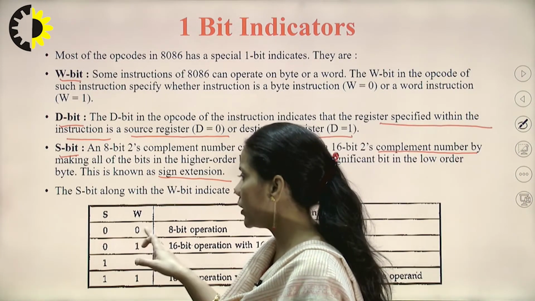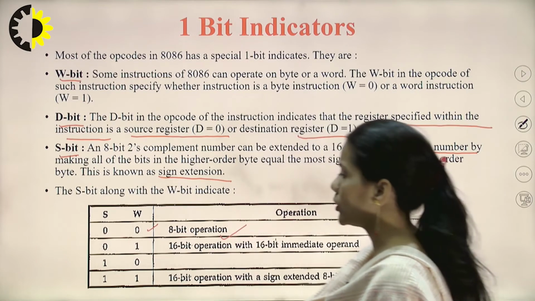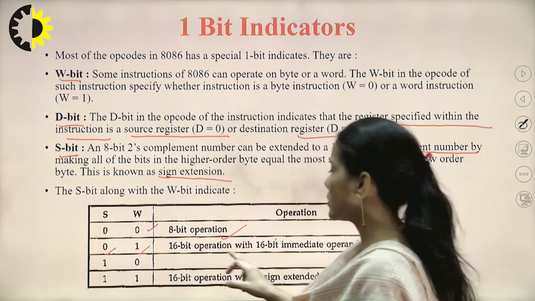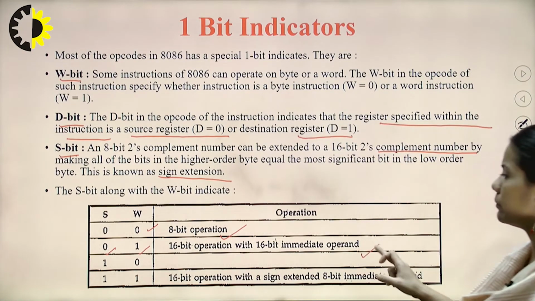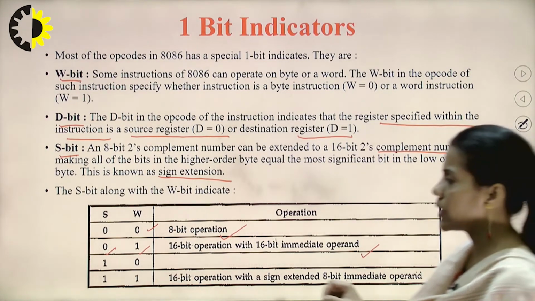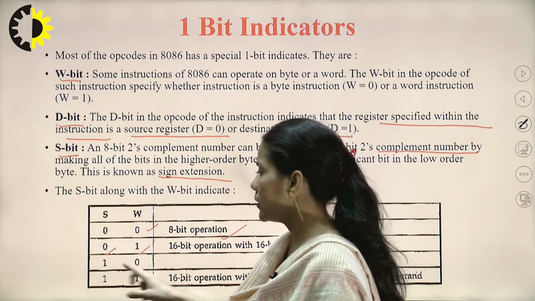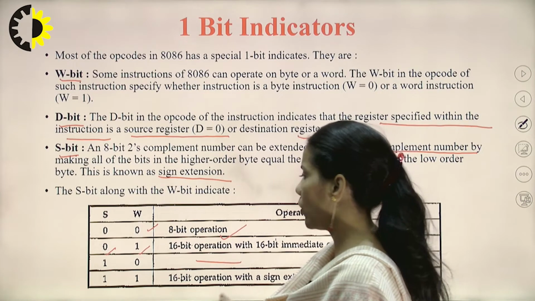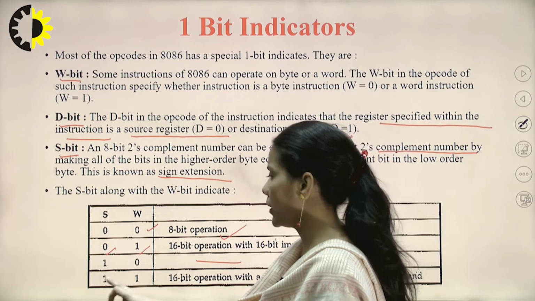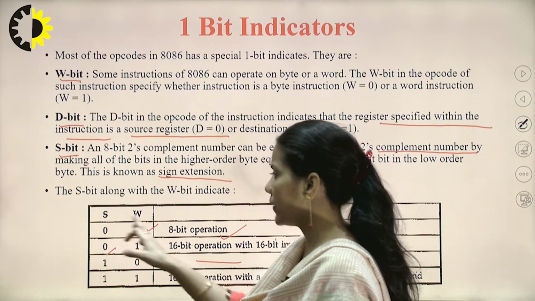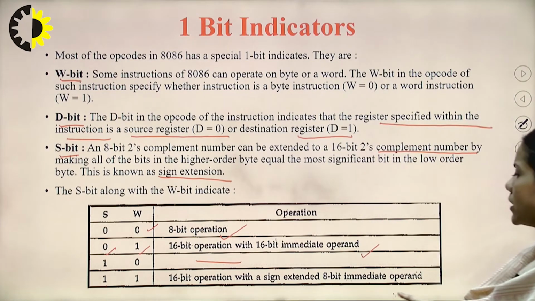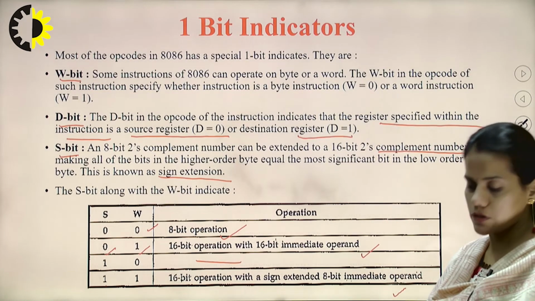When both are 0 0, it represents an 8-bit operation. When the S bit is 0 and the W bit is 1, it indicates a 16-bit operation with a 16-bit immediate operand. There is no sign extension present. When there is 1 and 0 for S and W, there is no operation, that is, it is undefined. When there is 1 1 in S and W, then it is a 16-bit operation with a sign extended 8-bit immediate operand. This is the condition.